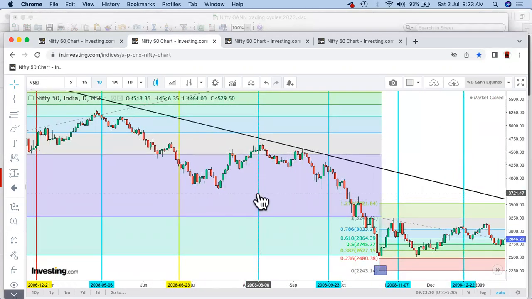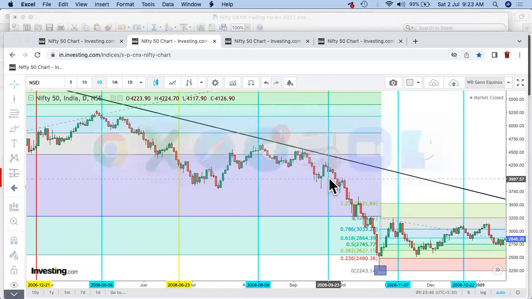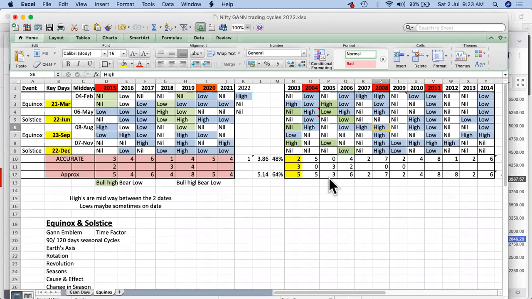So August is there, November is there, and then we come down to this part. Let's go to that point later on, but only cover these two points, August and September. So this is August, which was high. This was September, which was again a high.